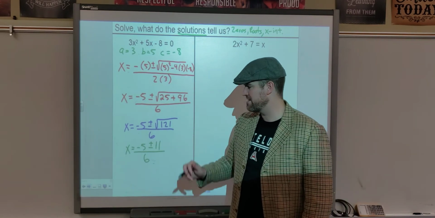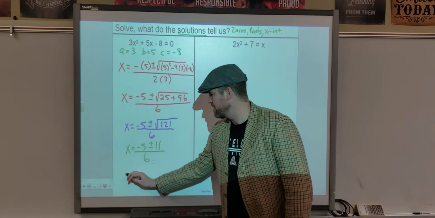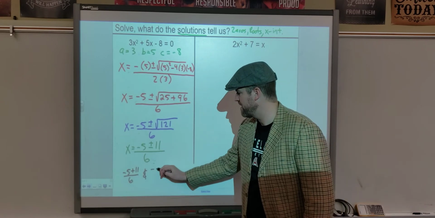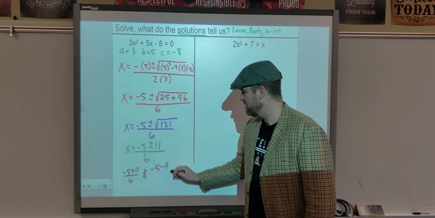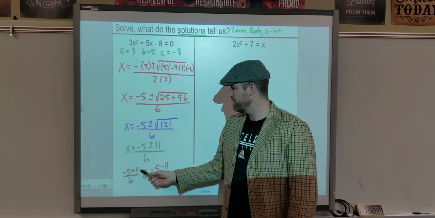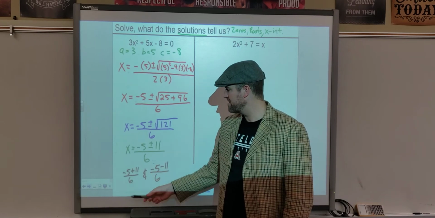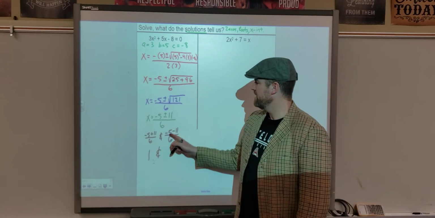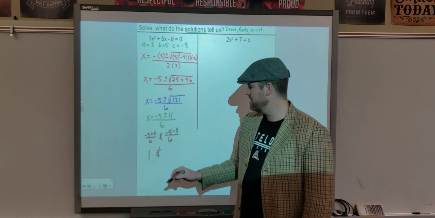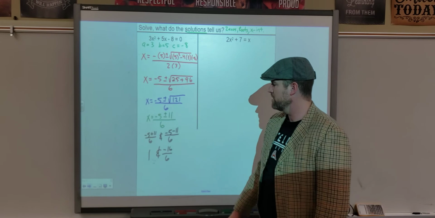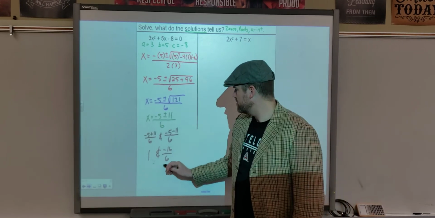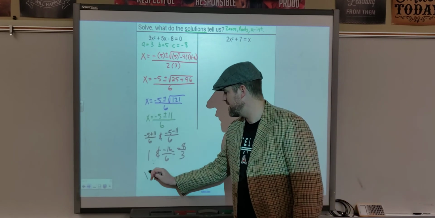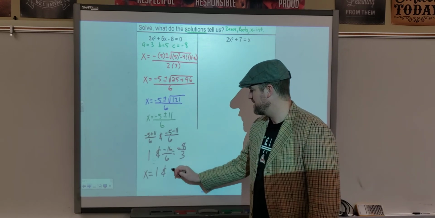I'm going to do, and I'll show it this time, -5 plus 11 divided by 6. And our other one is going to be -5, but this time minus 11 divided by 6. So -5 plus 11 is 6. 6 divided by 6 is 1. So one of our solutions was 1. And then -5 minus 11 is -16 over 6, which we can reduce, so we're going to go ahead and reduce that, which ends up reducing to -8/3. So again, our final answers for this are x equals 1 and -8/3.